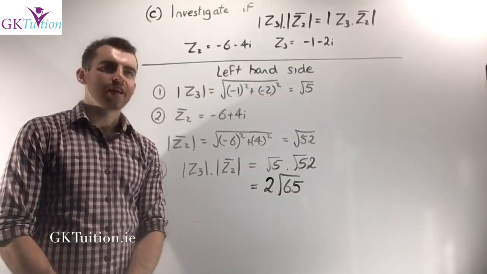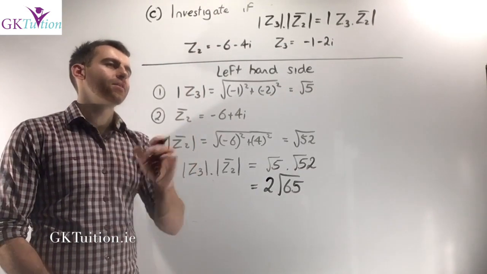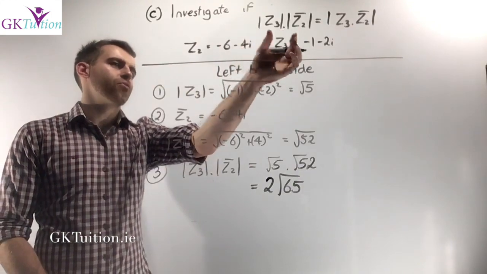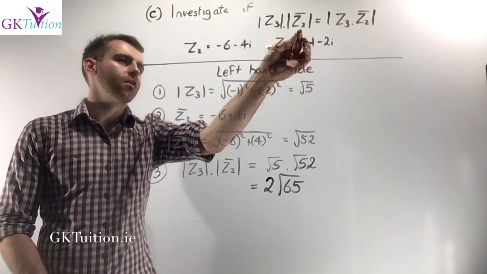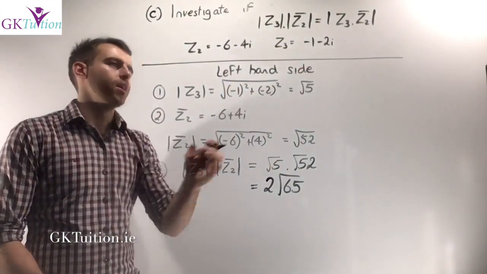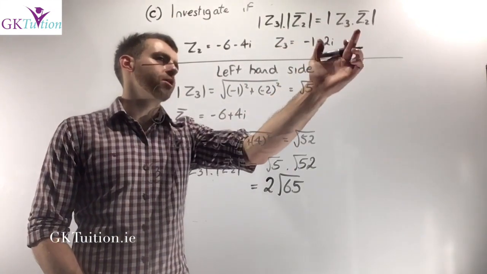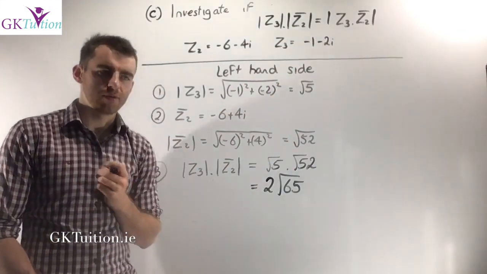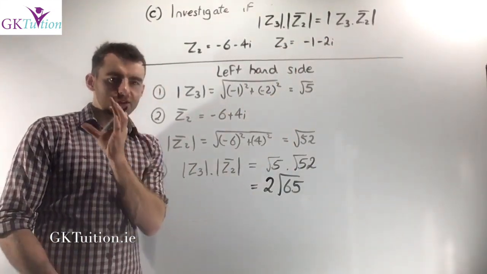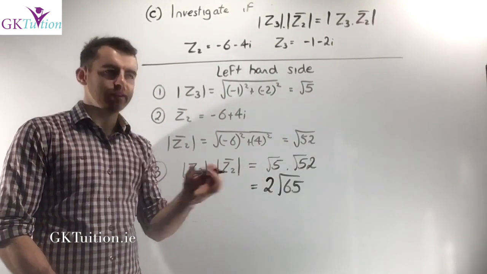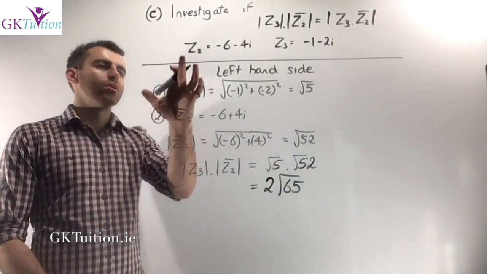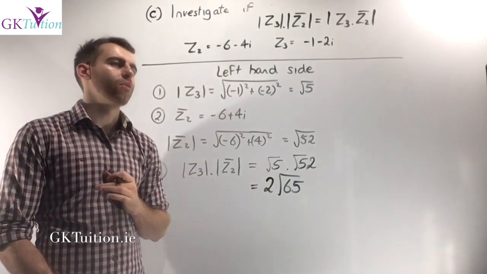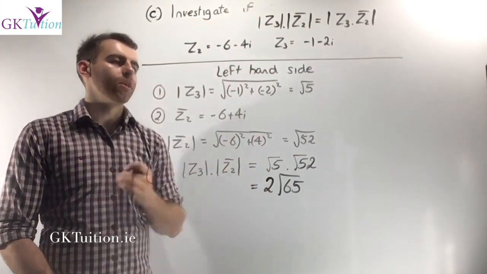Okay, so the third one I gave you here was to investigate if the modulus of Z3 multiplied by the modulus of the conjugate of Z2 is equal to the modulus of the conjugate of Z2 multiplied by Z3. So obviously we need to just deal with the left-hand side first and then deal with the right-hand side. We were told that Z2 was minus 6 minus 4i and that Z3 was minus 1 minus 2i.